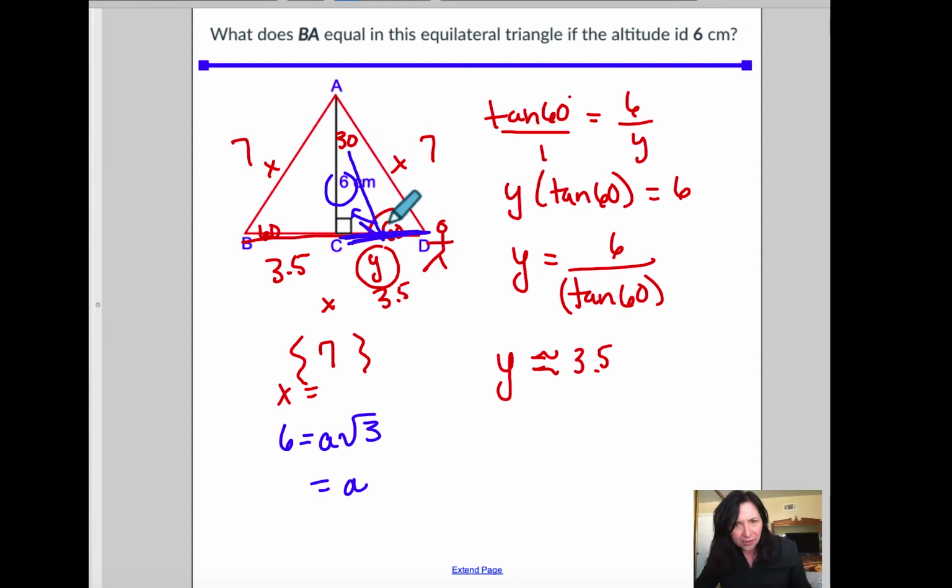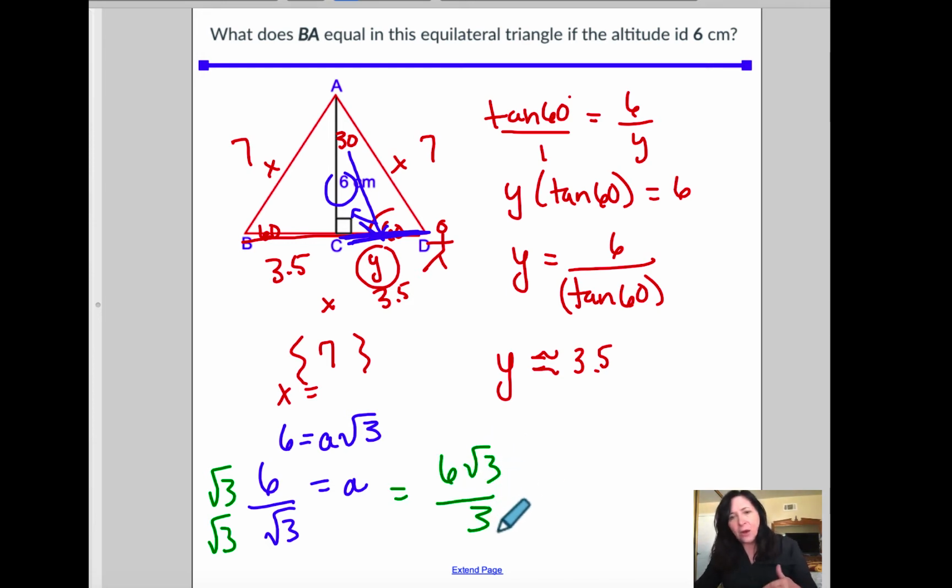Opposite the 30 is a. So a is equal to 6 divided by the square root of 3. Well, you're not going to leave a root on the denominator, so you would multiply by root 3 over root 3. And that's going to give you 6 root 3 over 3. Now, 3 will divide into that 6 twice, so this is actually 2 root 3.